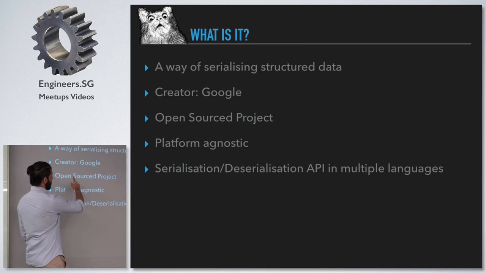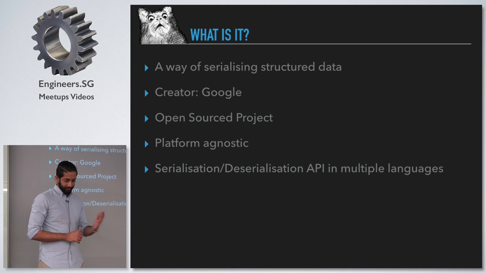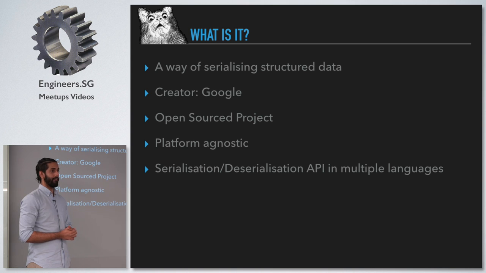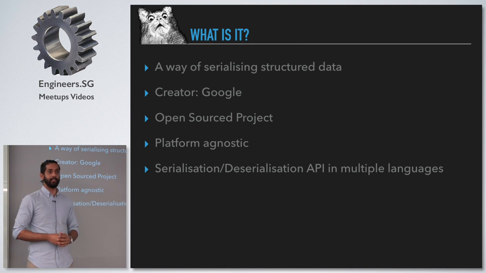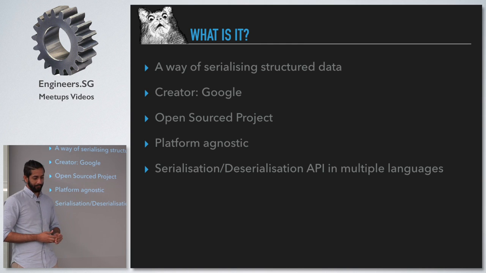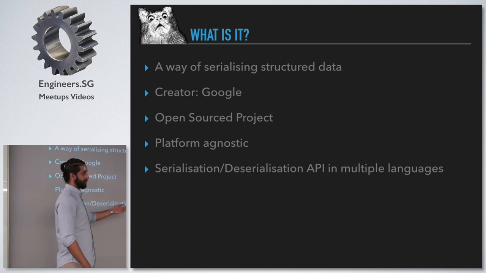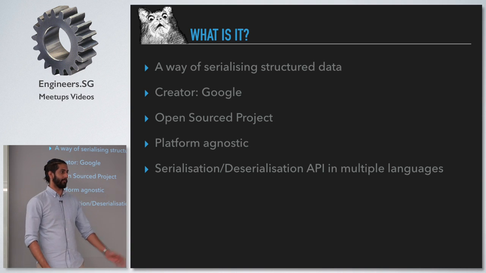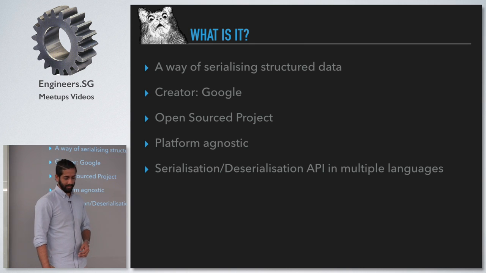Like I said, it's by the guys at Google. They've been working on it quite extensively as well. It's an open source project. The next few things: it's platform agnostic, meaning I could have a Node.js server or a Go server talking to an Android device or a Swift iOS device. So you can transmit data in a very fixed format over the network. Deserialization and serialization, everybody knows what that is, right? Anybody does not? Okay, it happens through various APIs that they have available in multiple different languages, like Python, JavaScript, C++, Ruby.